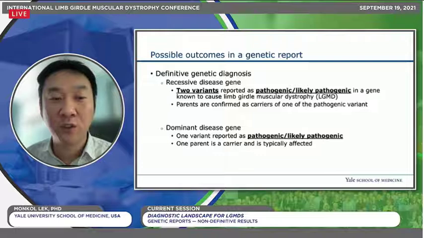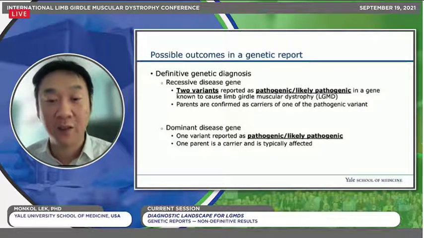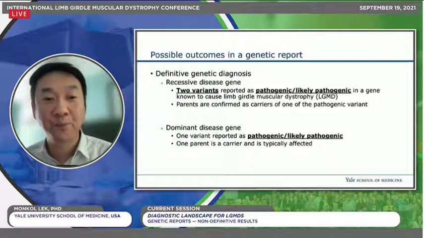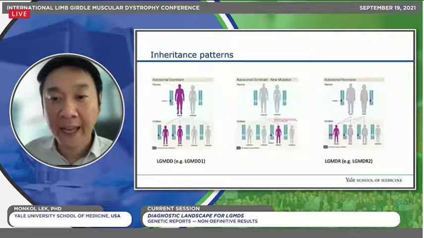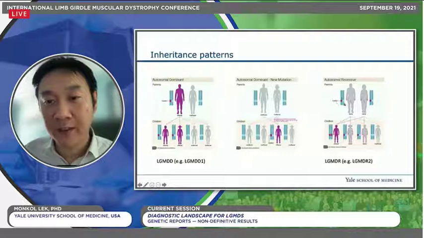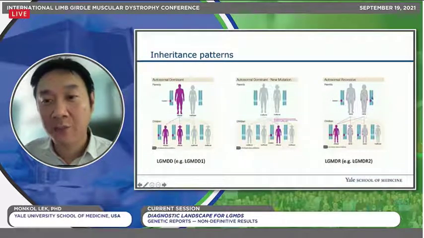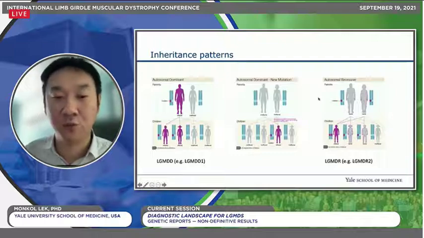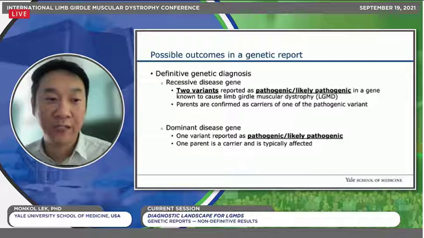Typically we also confirm that the parents are carriers of the pathogenic variants. So going back, we want to see that one parent is a carrier of, say, mutation 1, while the other parent is the carrier of mutation 2, and therefore the child received two defective copies.